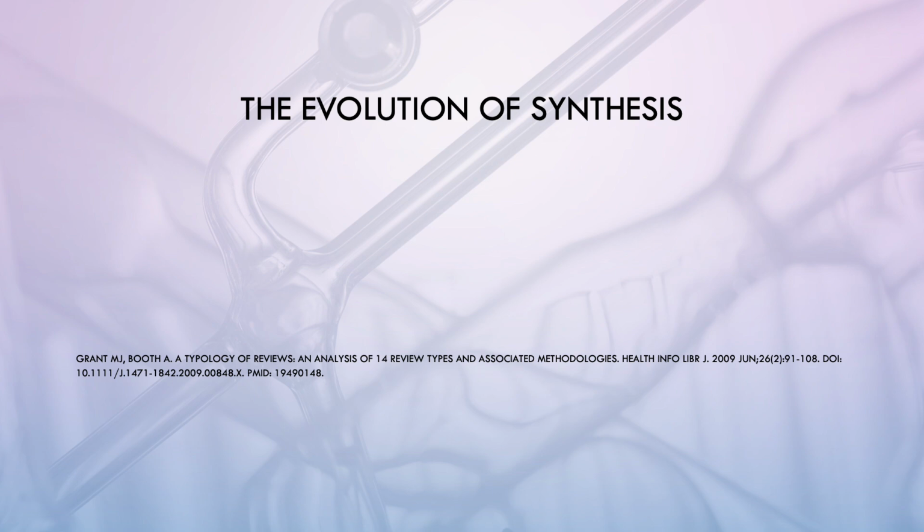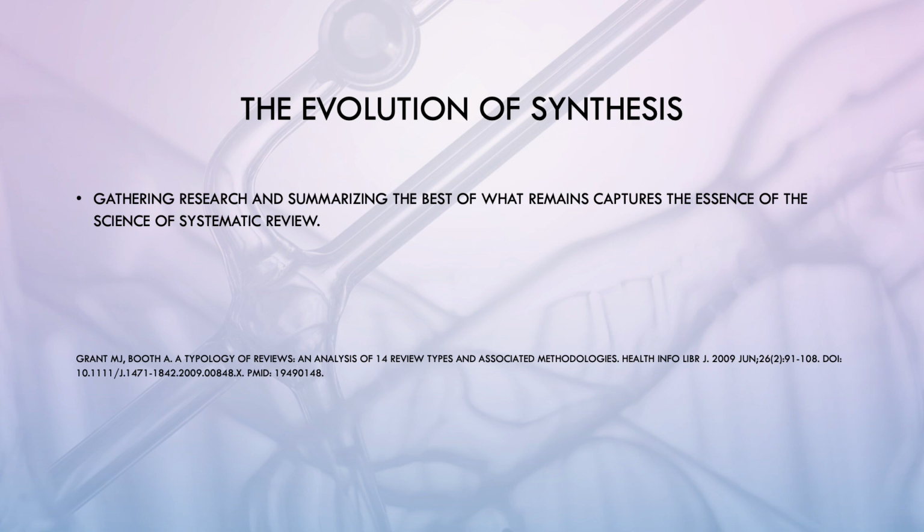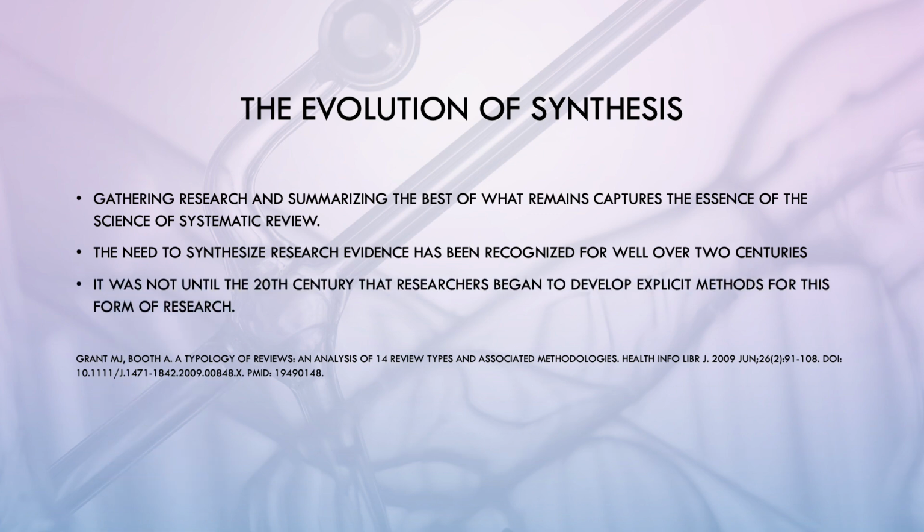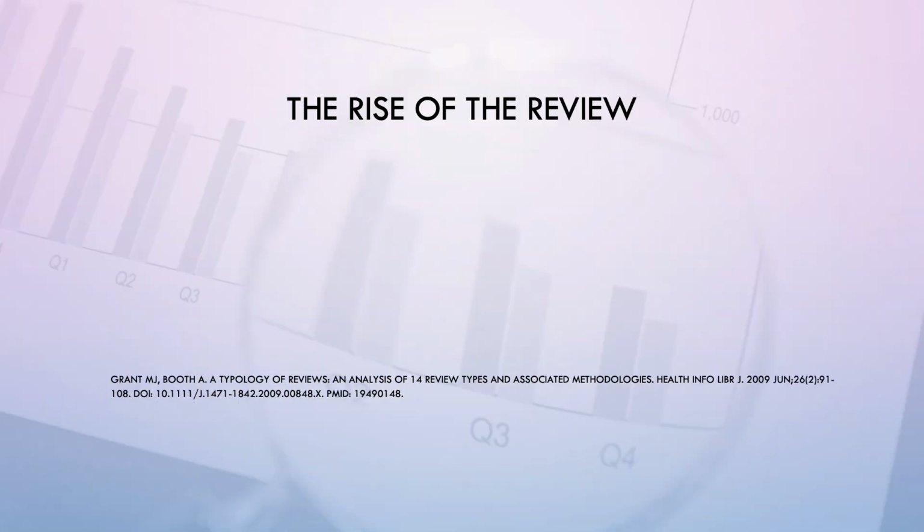In the evolution of synthesis, gathering research and summarizing the best of what remains captures the essence of the science of systematic reviews. And the need to synthesize research evidence has been recognized for well over 2 centuries. It was not until the 20th century that researchers began to develop explicit methods for this form of research.